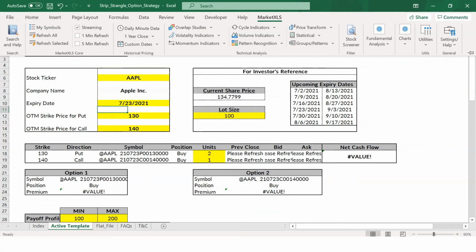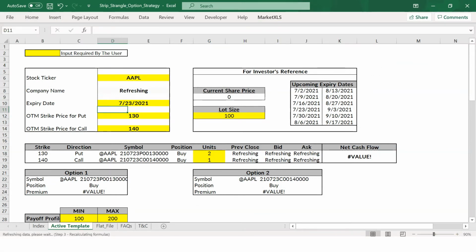MarketXLS has many templates just like the strip strangle one you see here, and it refreshes all the data when you click on Refresh All.